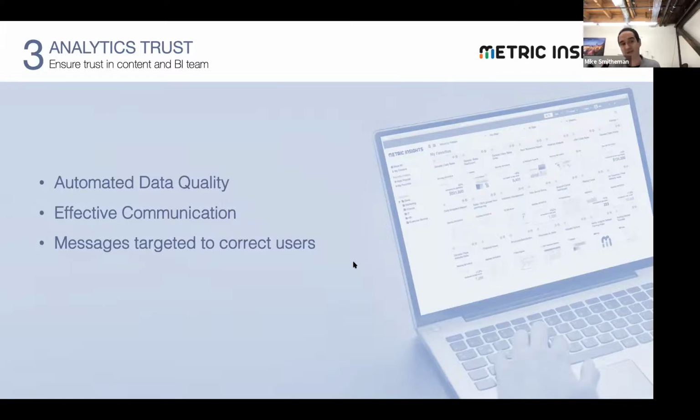And all of this communication needs to be highly targeted to the correct users. It does you no good to send a communication to your finance team telling them that the marketing data source is having an issue. That just wastes their time and does the opposite of engender trust in the BI team and in the processes. So it's very important to be highly targeted in the communication. So let us show you how that works in Metric Insights.